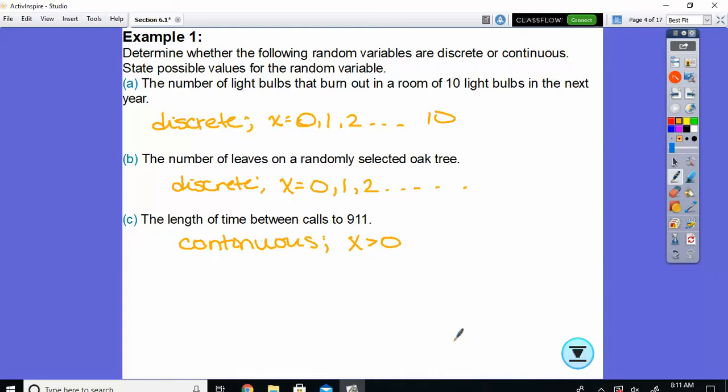Now, can I make that if it's continuous? Can I list every possible value of X? No. So it works with discrete variables. I couldn't do it with a continuous one.